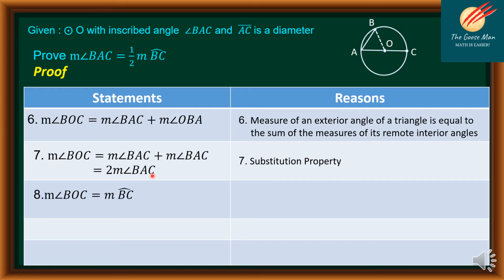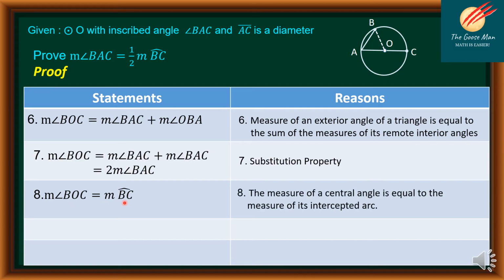Number 8. The measure of angle BOC is equal to the measure of arc BC, because the measure of the central angle is equal to the measure of its intercepted arc. Number 9. We have 2 times the measure of BAC is equal to the measure of arc BC. The reason is the transitive property of equality. Here we have 2 times the measure of BAC, we change that to the value of the measure of BOC, so that's why we come up with the measure of arc BC.